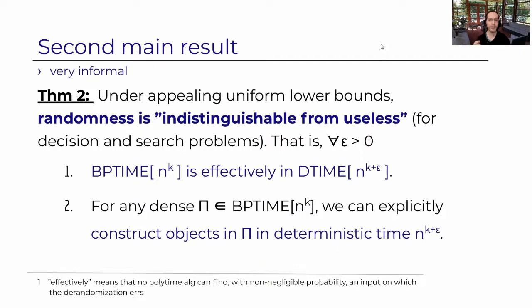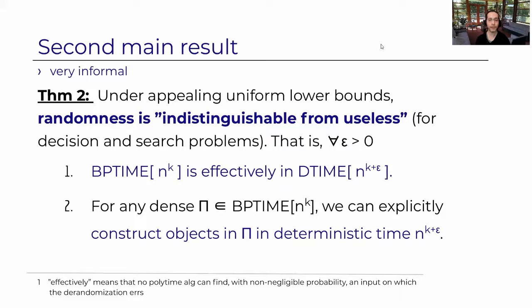So the de-randomization has essentially no cost, and the word effectively here means that no polynomial time observer can find a de-randomization error with non-negligible probability. So the de-randomization looks correct to any polynomial time observer, and we pay almost no overhead. And this is, of course, something that we get with non-black box de-randomization.